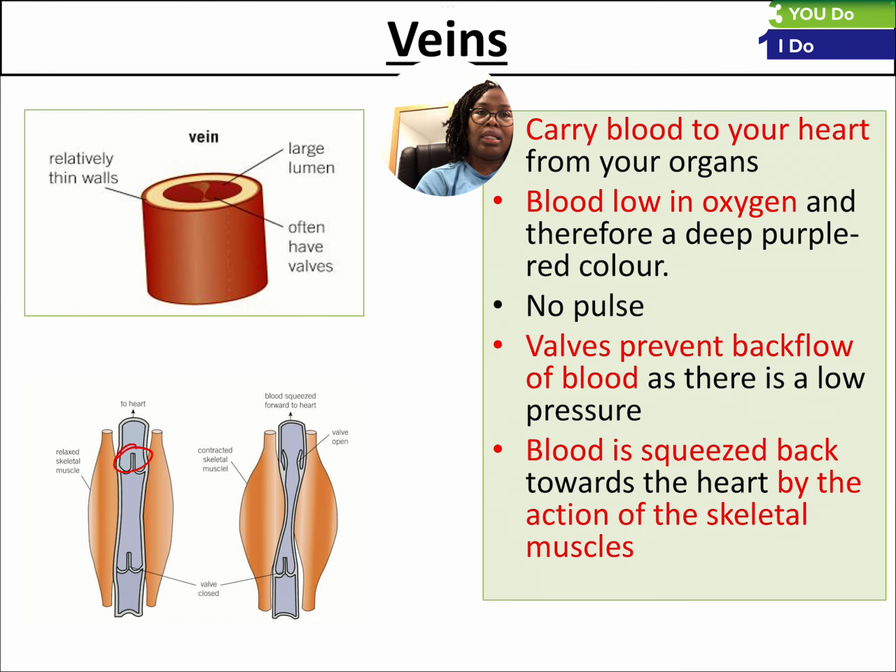Blood flowing in, I'll say that again, blood low in oxygen and therefore a deep purple red, so it's darker in appearance. There's no pulse in veins. Valves prevent backflow as there is a low pressure. Blood is squeezed back towards the heart by the action of the skeletal muscles.